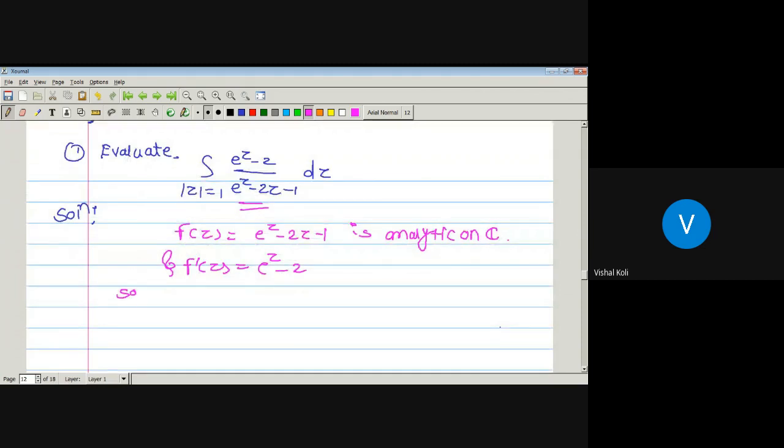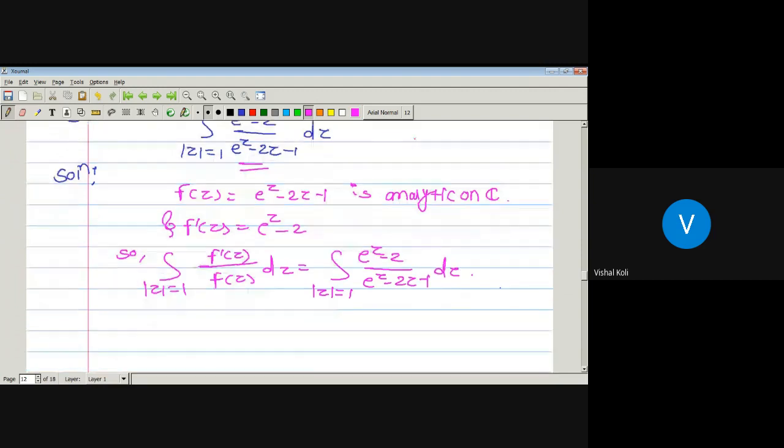So, integration over mod z equal to 1, sorry, f dash of z upon f of z. Consider f dash z divided by f of z dz, which is nothing but integration over mod z equal to 1 of e to the power z minus 2 divided by e to the power z minus 2z minus 1 dz.